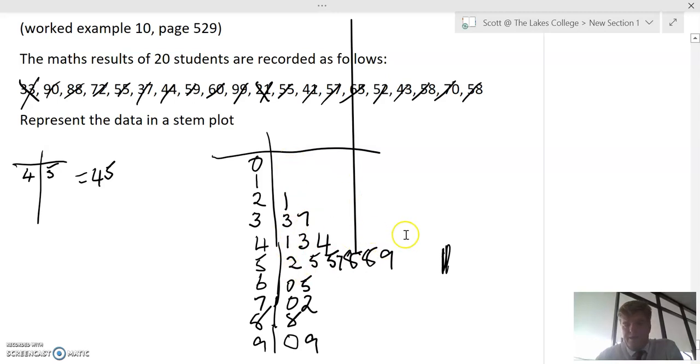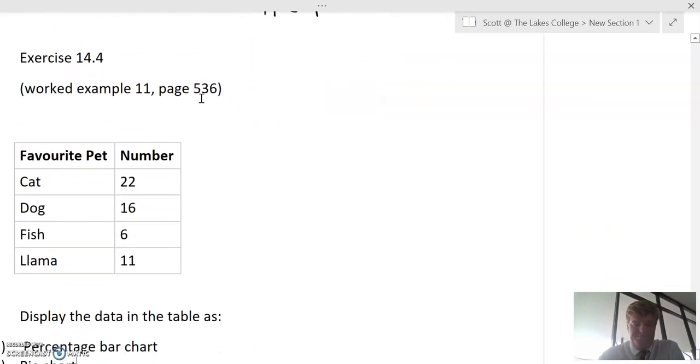We can see that in the range around the 50s, that's where most of the maths score lies, and we see they're spread out. The highest is 99, the lowest is 21. So that's how we tackle that question there.